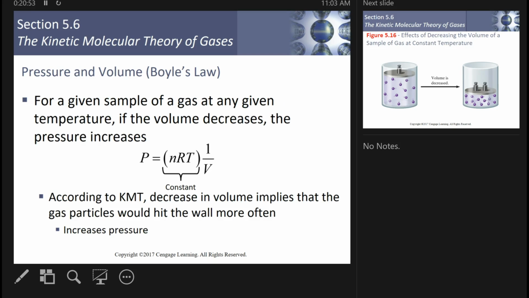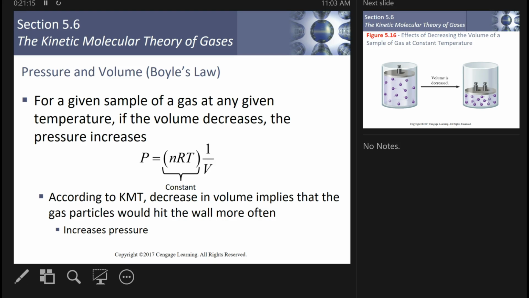Alright, so we already talked about the pressure and volume relationship, and that was Boyle's law. What did Boyle say about the relationship between pressure and volume? They're inversely proportional. Right, which means P1 V1 equals P2 V2. As one increases, the other decreases. So if you increase the volume, you decrease pressure.